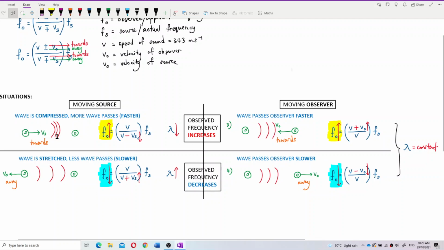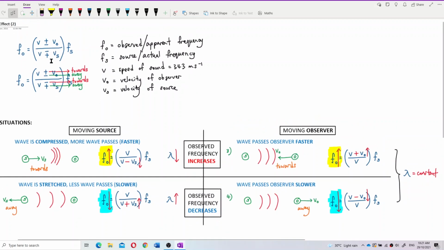No matter whether the source is moving towards or the observer is moving towards, the observed frequency always increases. But if the source is moving away or the observer is moving away, the observed frequency always decreases. And that is how we determine the positive or negative VO or VS. The difference is VO is at the top, but VS is at the bottom. That's why they have different signs. Because one is at the top and one is at the bottom, here it becomes positive and negative, and there it becomes negative and positive.